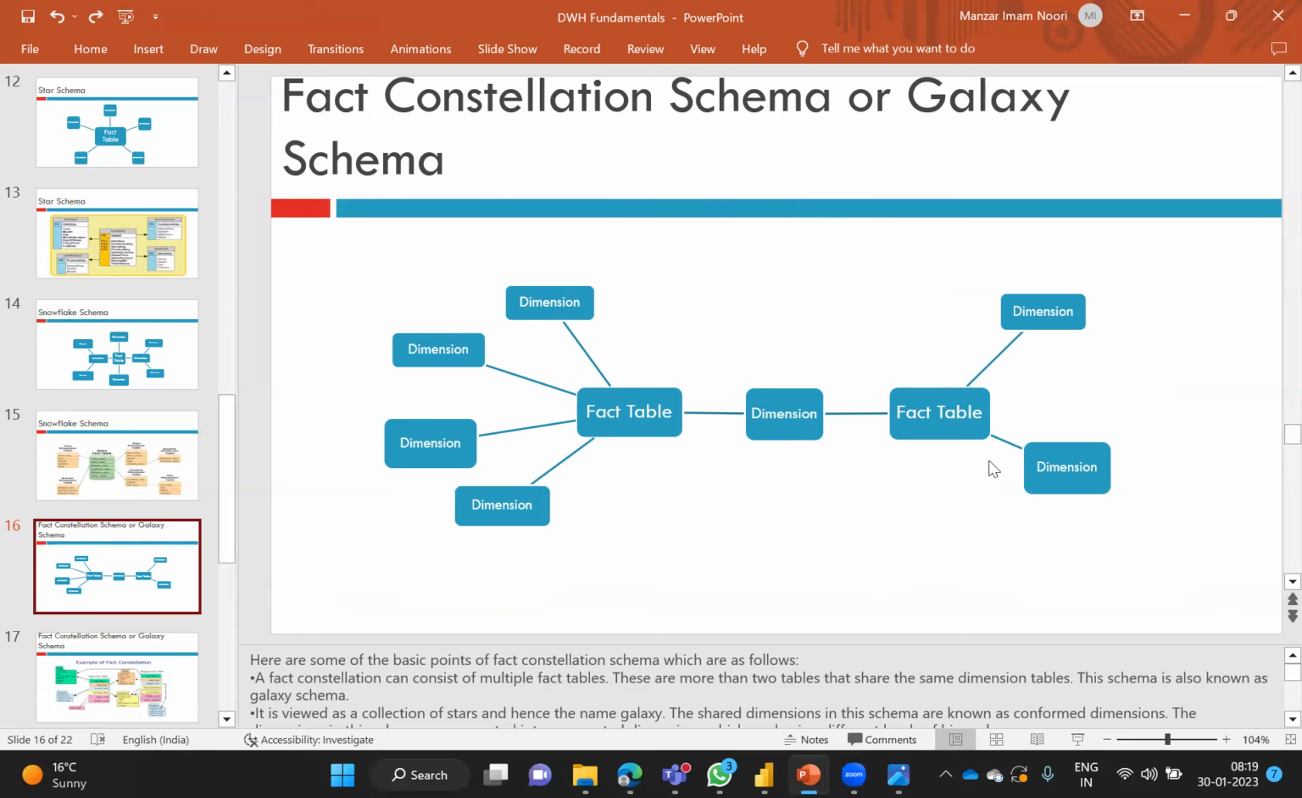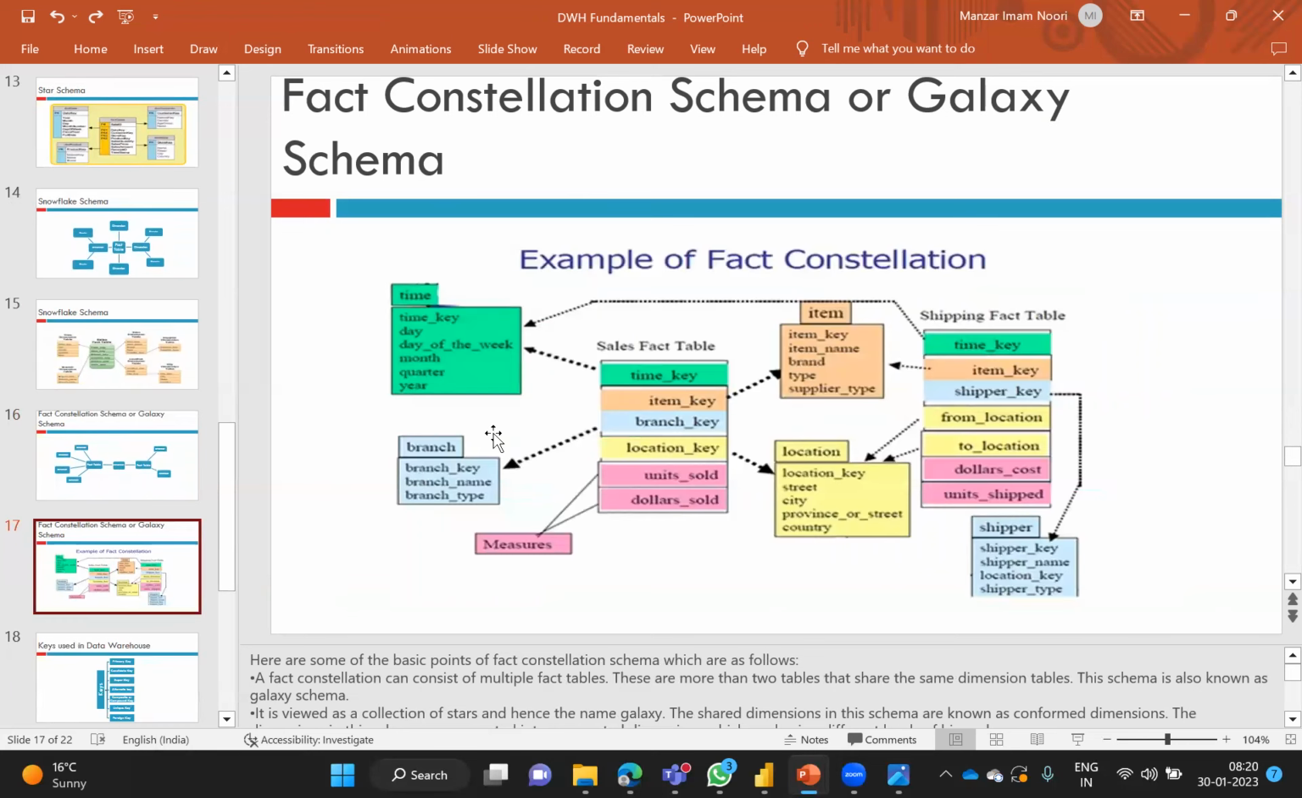In that case, you have to use the constellation schema. So here you have a common dimension, which will act as a bridge between two fact tables, and this is called a constellation schema. Here you can see in this case, you have the sales fact table with sales information, right? You have the shipping information, and this shipping and sales are connected through common dimensions. That location, you have item, right?